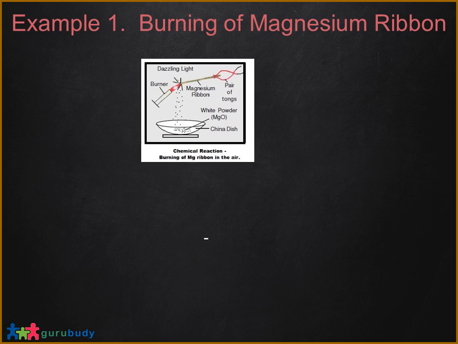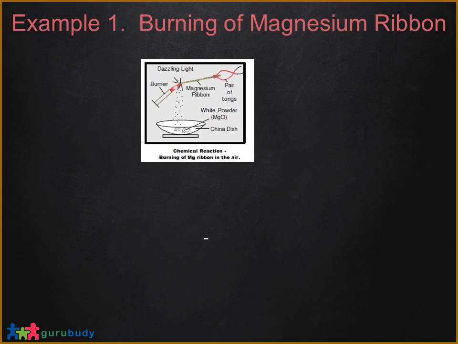Let's take an example of burning of a magnesium ribbon. This is a textbook example of a typical reaction. If you are looking at this schematic, what we are seeing is a magnesium ribbon, as you can see in the text there. We are lighting that magnesium ribbon using a burner, and we are holding that magnesium ribbon by a pair of tongs. It's important, don't hold it by your hand, otherwise you will get burned. So use tongs just for safety.